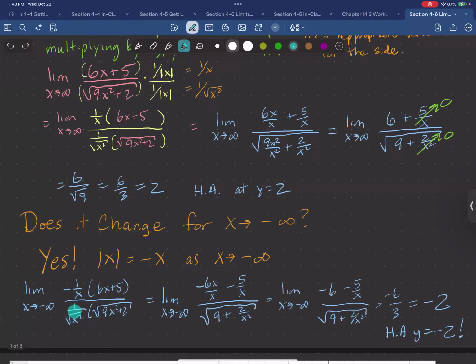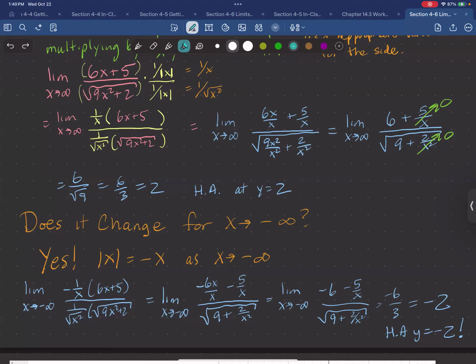So same setup, the bottom still looks like this. Now on top, we're doing the negative 1 over x. I still distribute like I did, but now on top, notice this is now a negative 6. It's not positive 6 anymore. So we have a different final limit of -2. So there's a horizontal asymptote of y equals -2 going that direction.